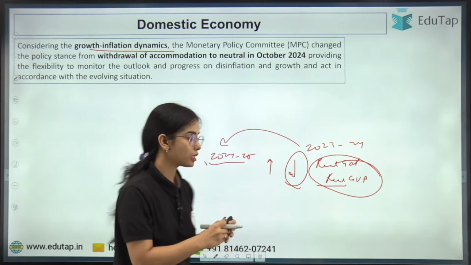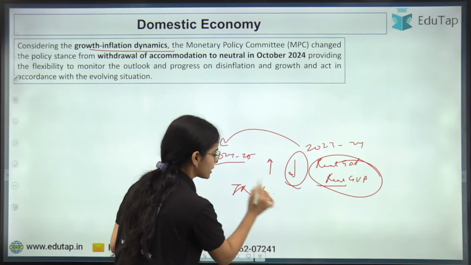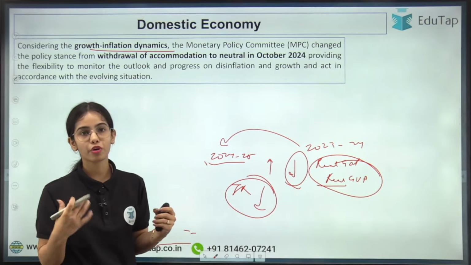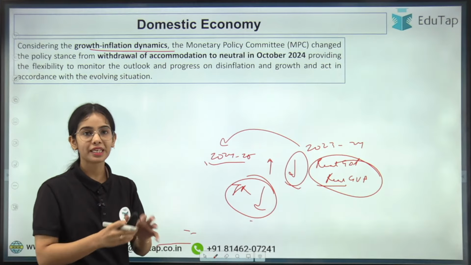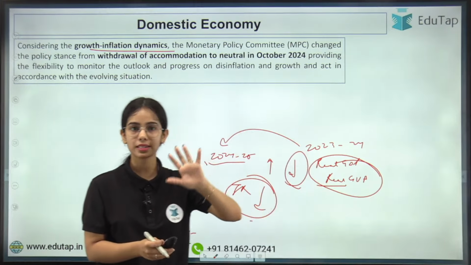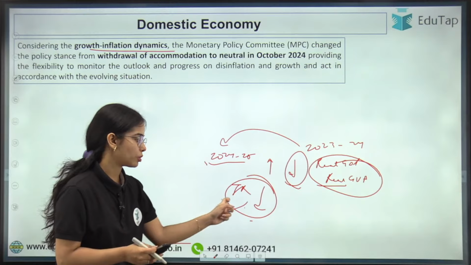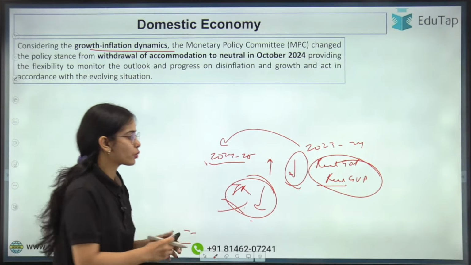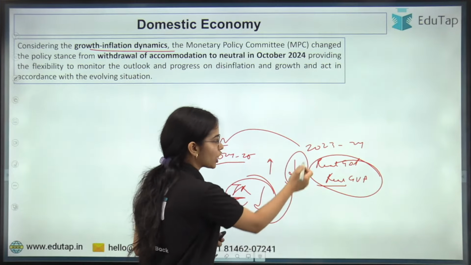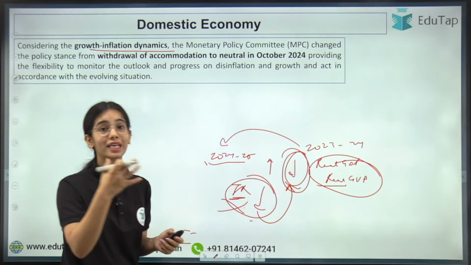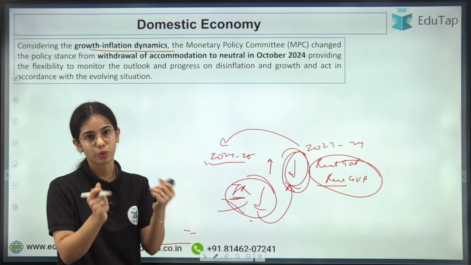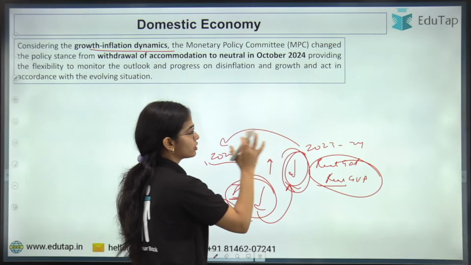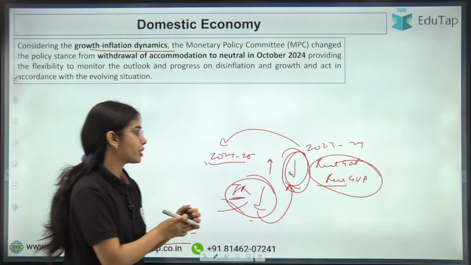The inflation rate was also decreasing. So the MPC, the Monetary Policy Committee, recognized that the inflation rate has started to decrease, and we are expecting that it is going to decrease further in the future. So inflation is not the problem, and now we can shift our focus from inflation to growth, because the growth rate has decreased immensely in our country. So the focus of the Monetary Policy Committee shifted from inflation to growth.